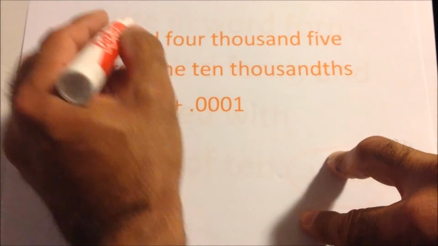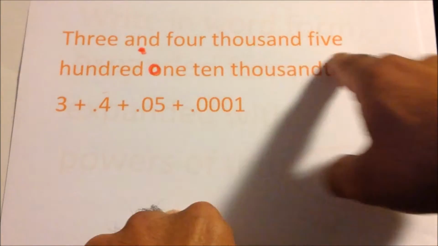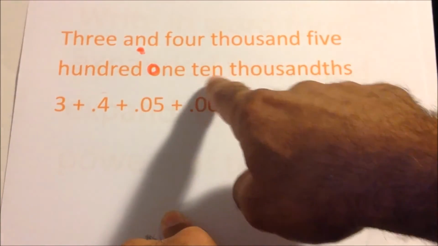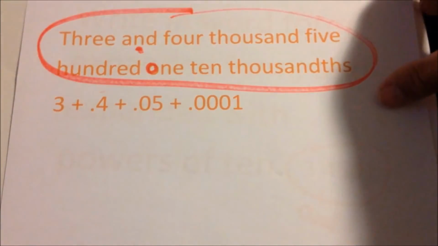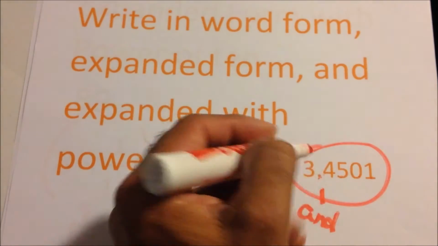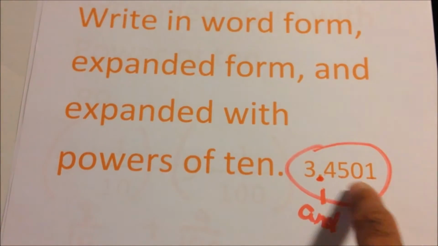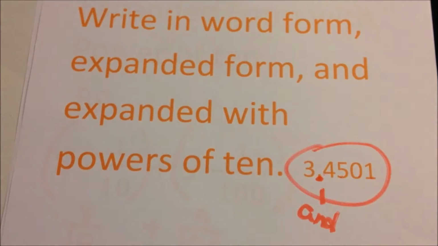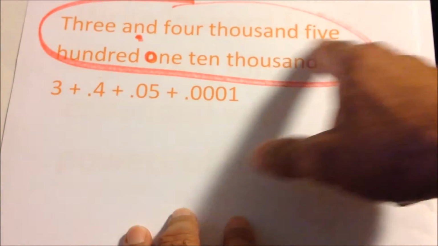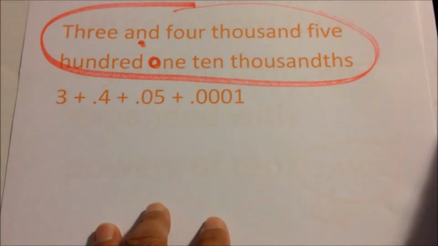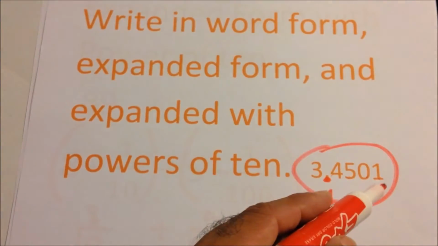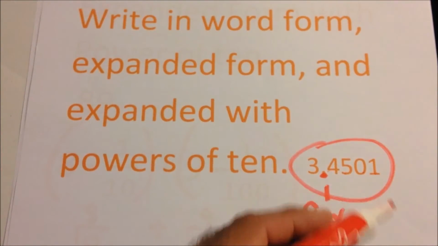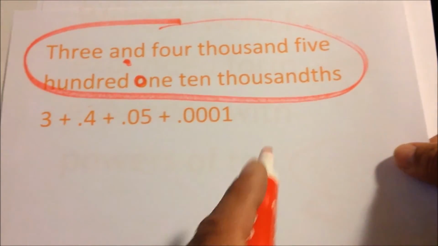3, and, because it's the decimal. 4,501, and then that's the place value, 10,000. So this is in word form. So again, when you're doing something in word form, look past the decimal and just read the number. 4,501. And then the last thing you'd put is the last place value, where the last number's place value is. The 1's in the 10,000th, so that's what you would put down, 10,000. So that's word form.